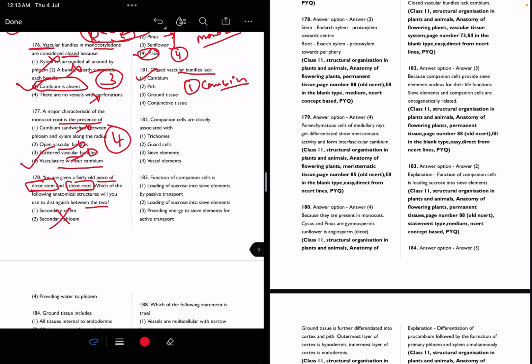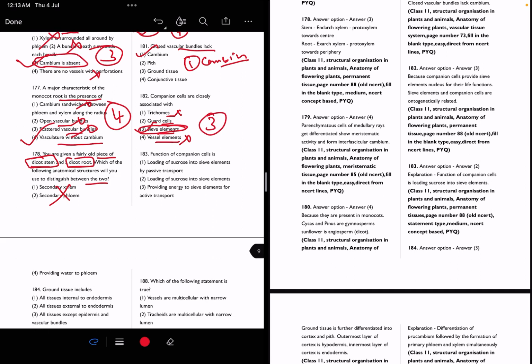Companion cells are closely associated with sieve elements. Is the component of the xylem or phloem? It is a component of phloem. So vessels, tracheids are xylem. Vascular is xylem. So there is only one phloem component, the sieve element. So sieve element is the answer.